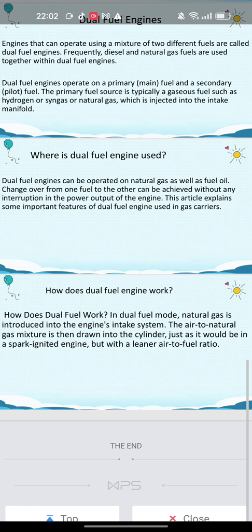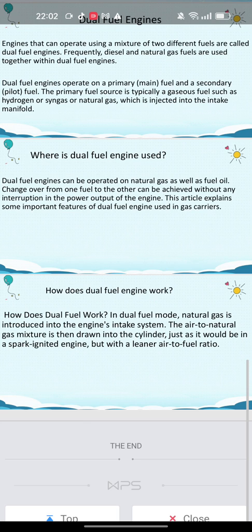This article explains some more important advantages of dual fuel engines in gas carriers. In simple terms, dual fuel engines are those that can run on a combination of two different fuels. Dual fuel engines frequently combine the usage of diesel and natural gas.